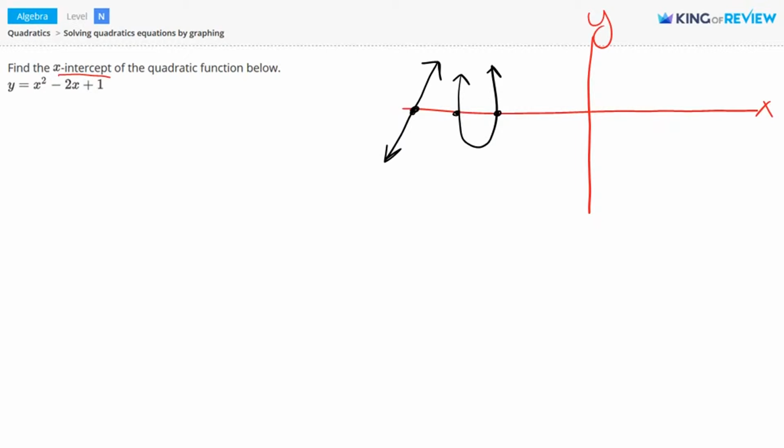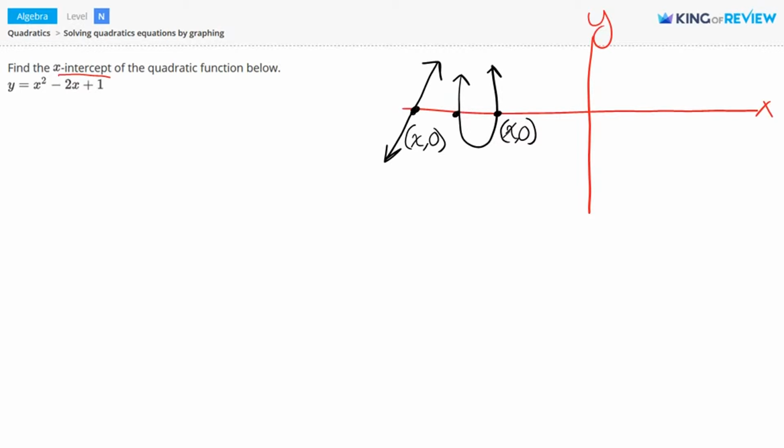Now these points all have different coordinates, so it would have some value for x, but the y value or the y coordinate would be 0, because right on the x-axis, which all these points are, the y coordinate is 0. So for each of these points, they'd have some x coordinate and then 0 for the y coordinate. So let's apply that to our problem.